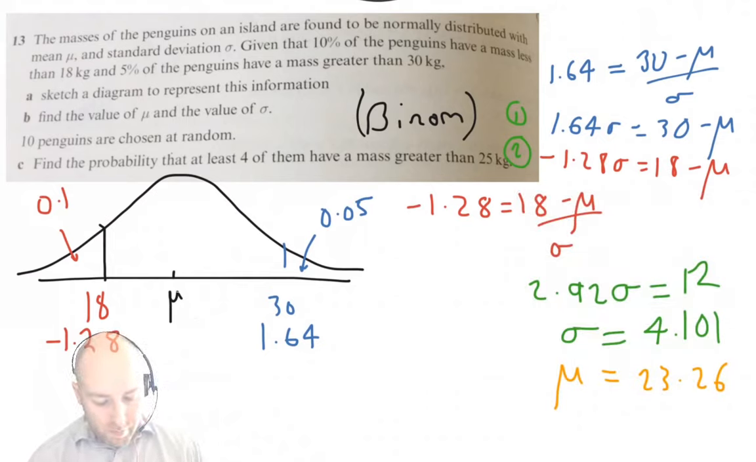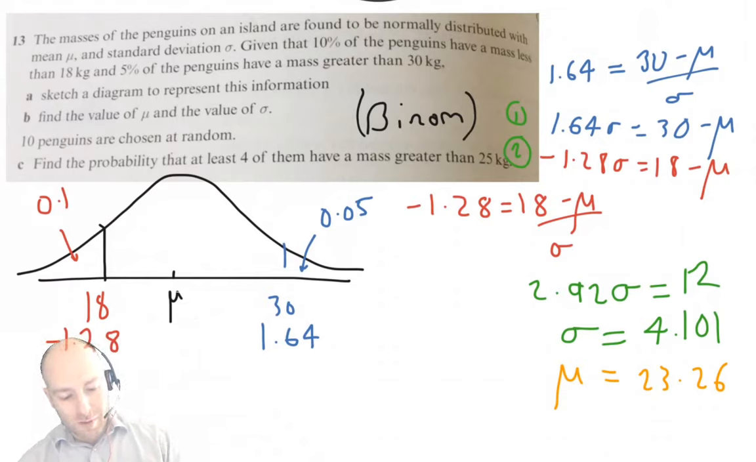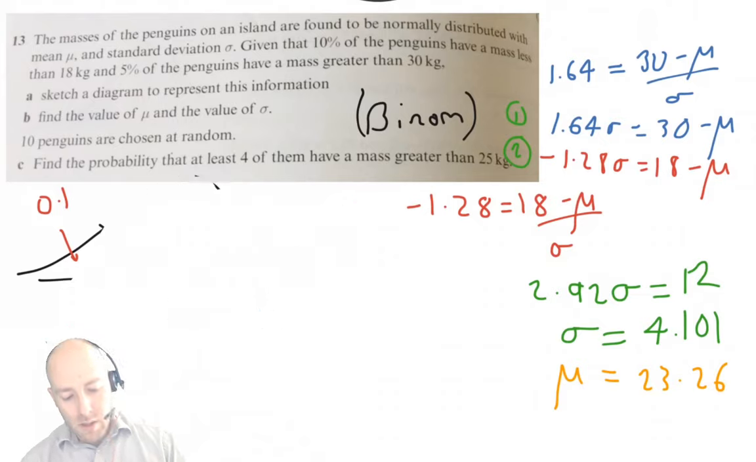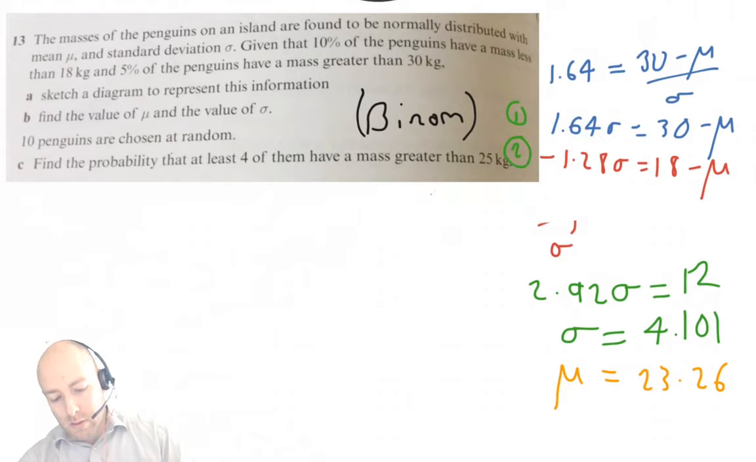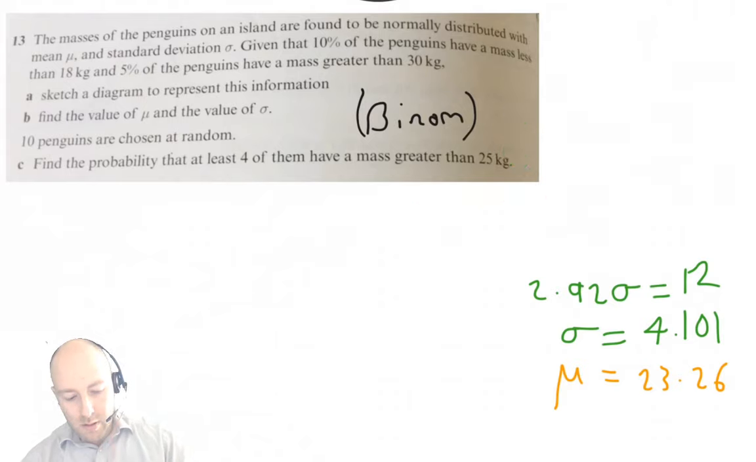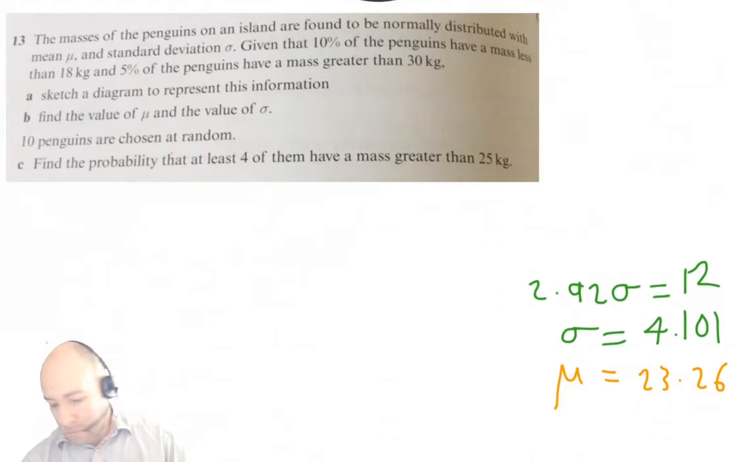So next up, we want to find the probability at least 4 of the penguins have a mass greater than 25. Cool. Right. We can't actually use anything we've done so far. It's a good thing we found the mean though. We need to use the mean and sigma. So sorry guys, if the lecture's going to be over soon. If you didn't finish copying this, you can just skip back a couple of minutes.